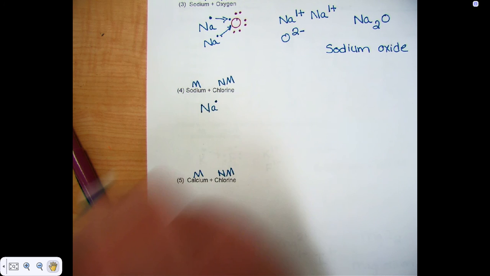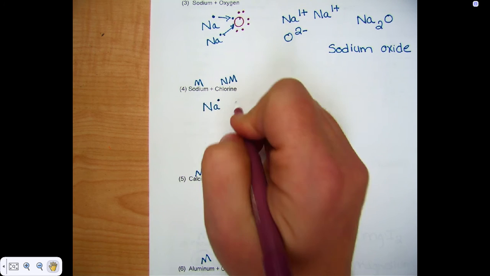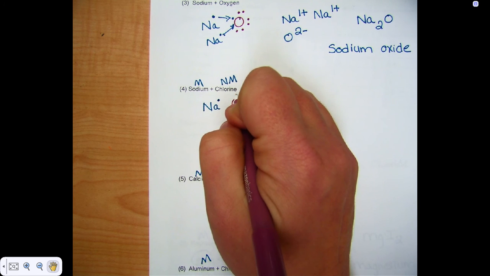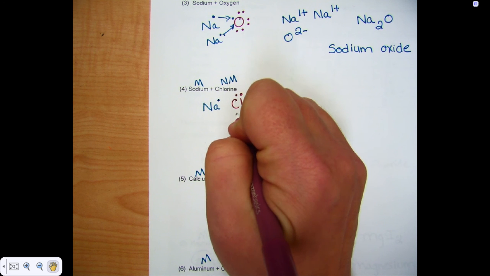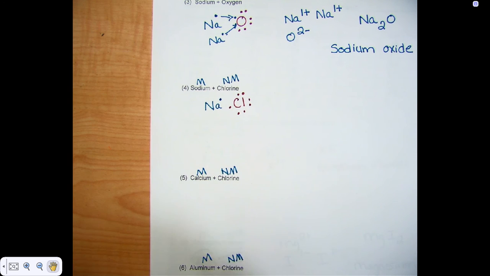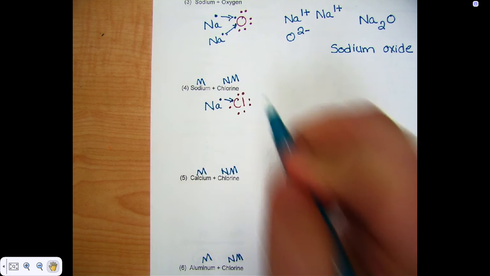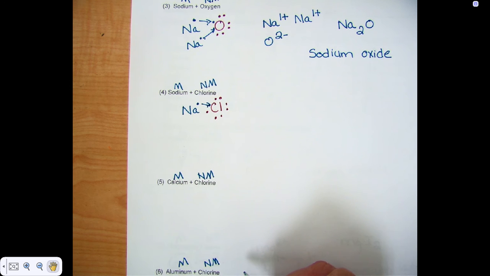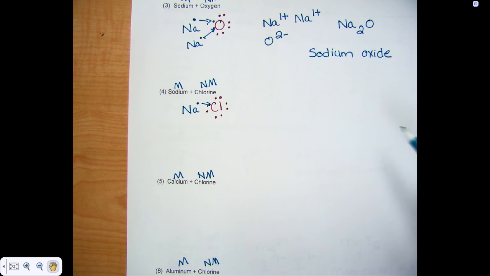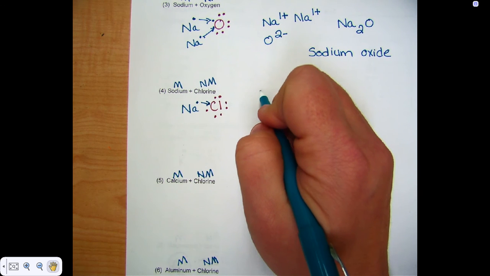Na plus. Cl has 7 valence electrons. This one is a simple one. Transfers it there. Okay. At this point in time, I want you to try to do the rest of the worksheet yourself. Pause the video and then come back and check all of your answers.